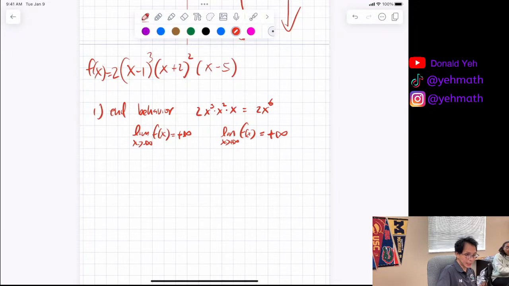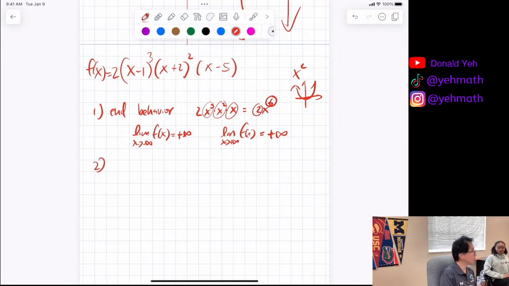Because the exponent is even and the coefficient is positive. So even and positive, think about the x squared graph. X squared graphs look like this. Going to the left is positive infinity, going right is positive infinity. But you need to multiply the exponent correctly. Liam, you okay? Do you understand? Got it? Okay.